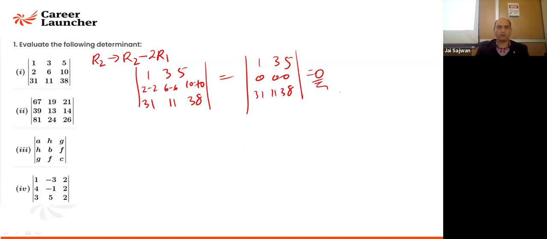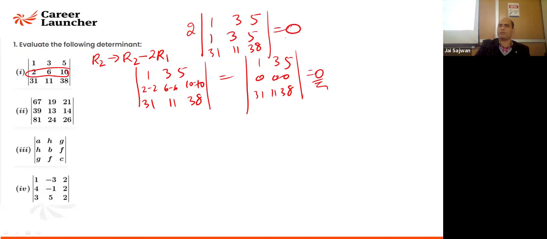If I look at the second column, 2 is common, so I'll take out 2 common. Listen here, you don't do 2 into 2 into 2, only a single 2 will come common. This is 1, 3, 5. This is 31, 11 and 38. Whenever two rows are coming out to be same, determinant has to be equal to 0. Whenever two rows or two columns are equal, determinant has to be 0. This is what you need to remember. Arnav, is that clear?